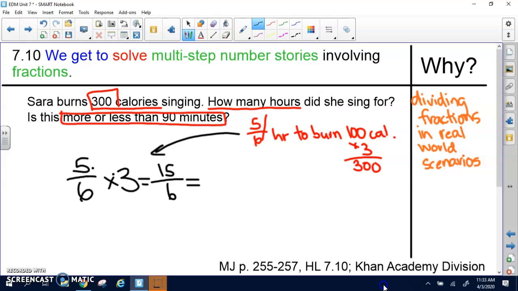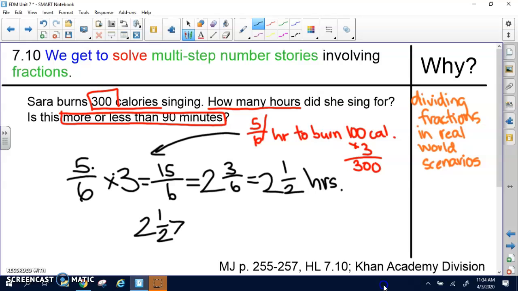I want to convert that. I can see that 6 goes into 15 evenly 2 times. There is 3 left over after that. So it takes her 2 3/6, or if you're feeling really froggy, 2 1/2 hours to burn 300 calories while singing. Now I want to make that comparison. Is it more or less than 90 minutes? Turns out that it takes her more, because we know that 2 1/2 hours is greater than 90 minutes, which equals 1 hour and 1/2.